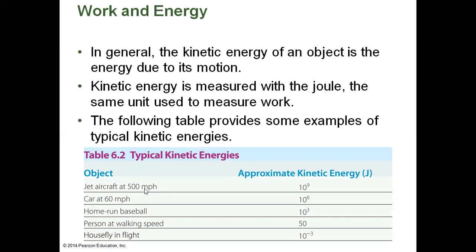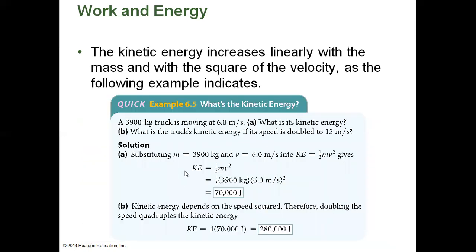A jet aircraft at 500 mph has an approximate kinetic energy of 10 to the power 9 joule. A car at 60 mph has a kinetic energy of 10 to the power 6. A house fly has a kinetic energy of 10 to the power minus 3. So like this, the kinetic energy depends on the mass and speed. The kinetic energy increases linearly with the mass and with the square of the velocity, mv square. As the following example indicates, here is one example of what the kinetic energy is.